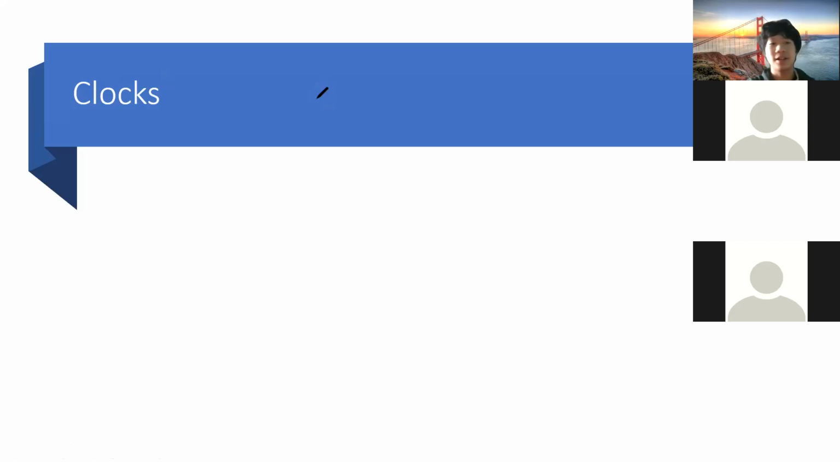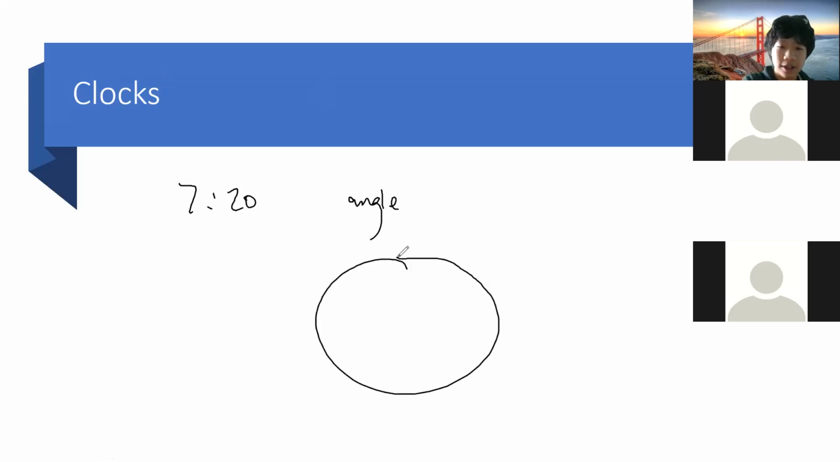So the clock problem. What is the clock problem? It's going to say, oh, the time is 7:20. What's the angle between the minute and hour hands? Let's draw a clock. Here we're going to have 12, 1, 2, 3, 4, 5, 6, 7, 8, 9, 10, and 11. Okay, so these are like notches. So we know that if it's 7:20, then the minute hand is going to be pointing at the 4. Minute hand is going to go like this.